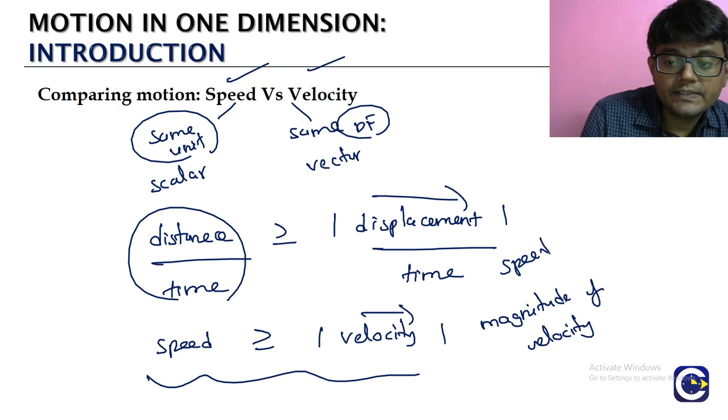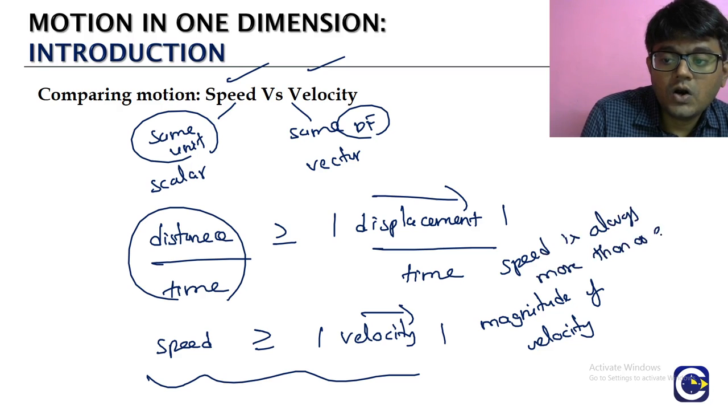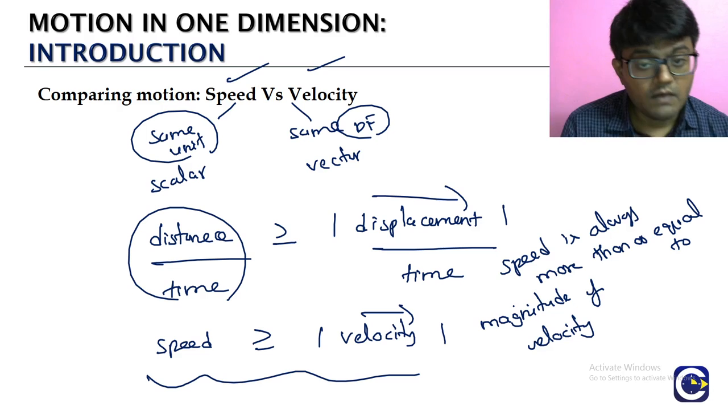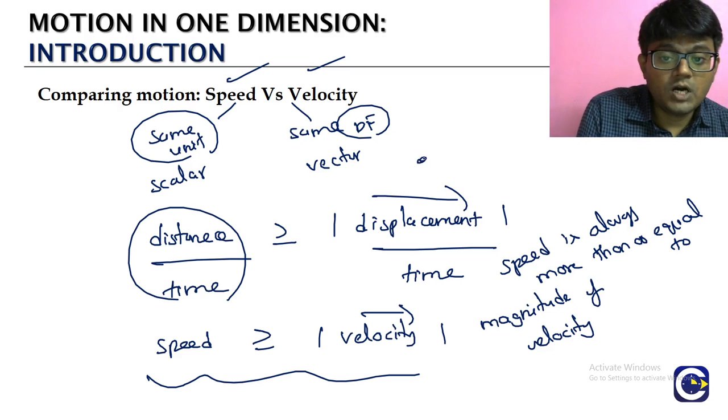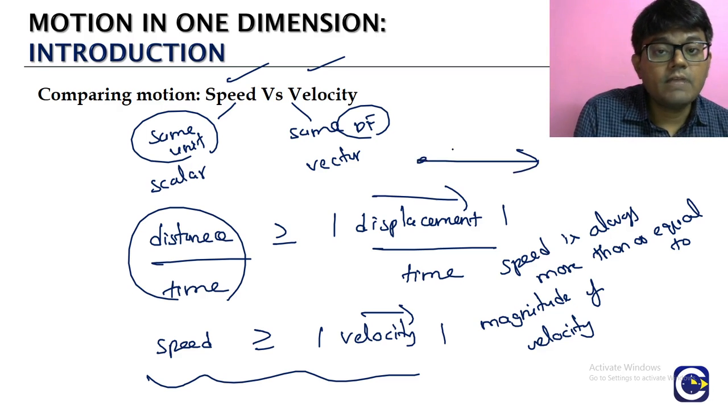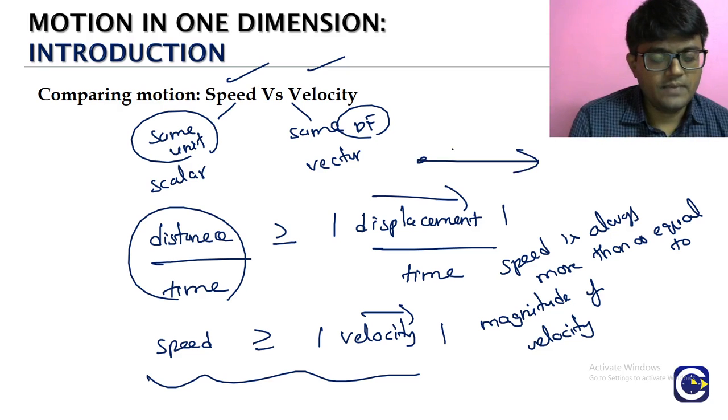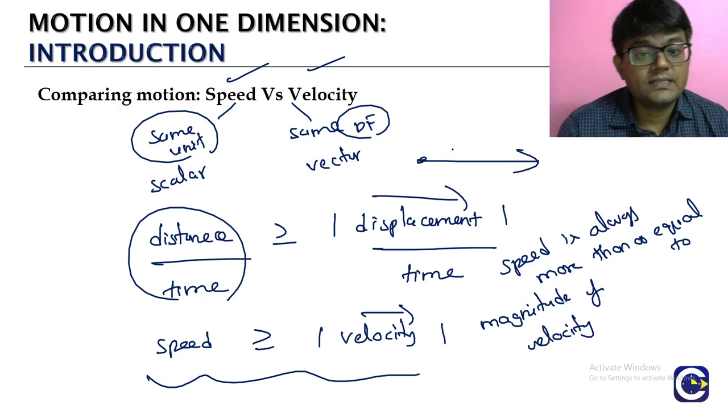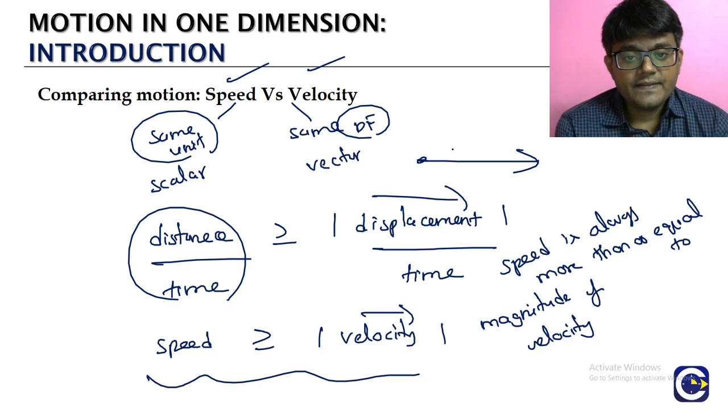Speed is always more than or equal to the magnitude of the velocity. When will they both be equal? When the object is going in a straight line without changing its direction. Okay, so this is what we have as the comparison between speed and velocity.